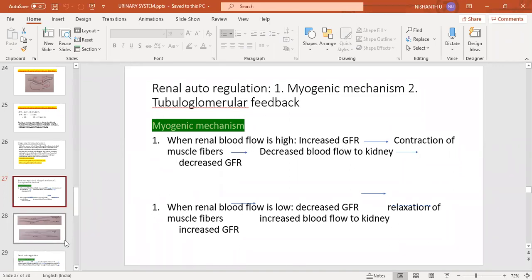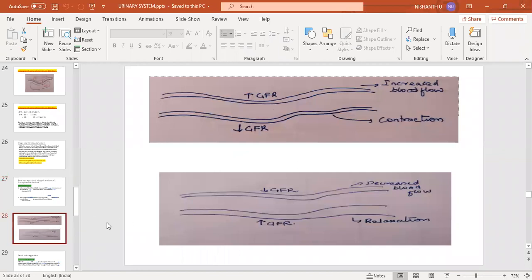Then you heard about the blood vessel tunica, the composition of the blood vessel: tunica externa, tunica media, and tunica interna. Once the flow is increased, the blood vessel will promote the contraction of the muscle fiber, that means the middle layer. Thereby the blood flow will get decreased, and then it will decrease the glomerular filtration rate. Similarly, when the renal blood flow is very low, the muscle will relax, and increased blood flow to the kidney will occur, and thereby the glomerular filtration rate will be increased.